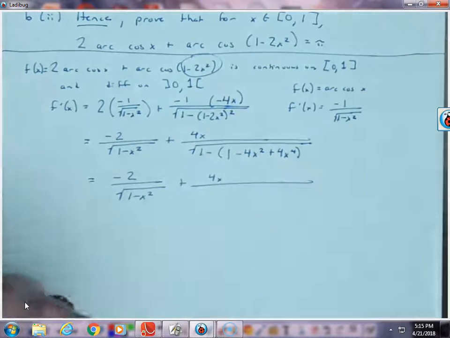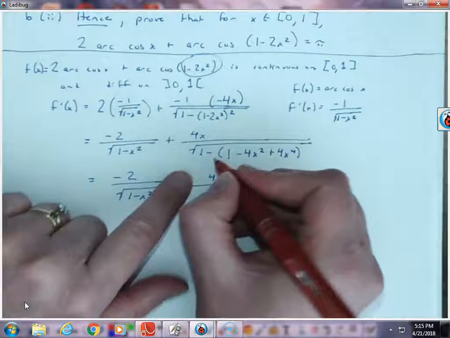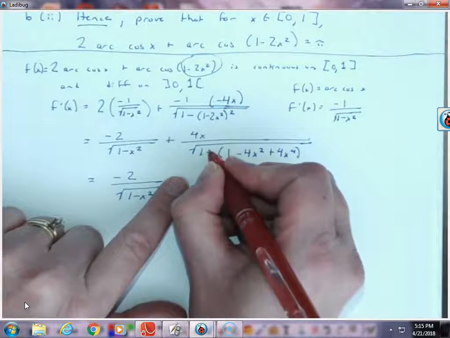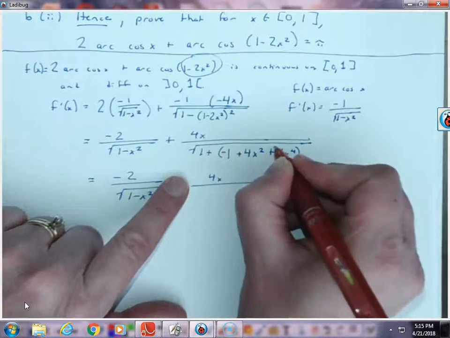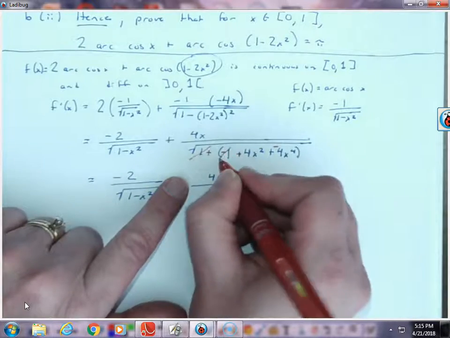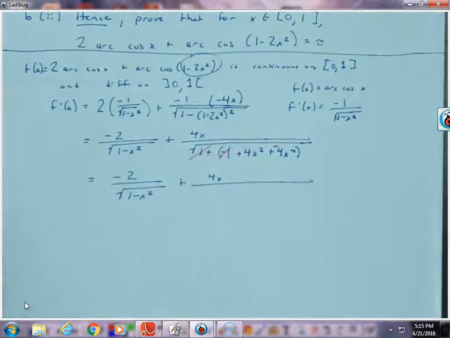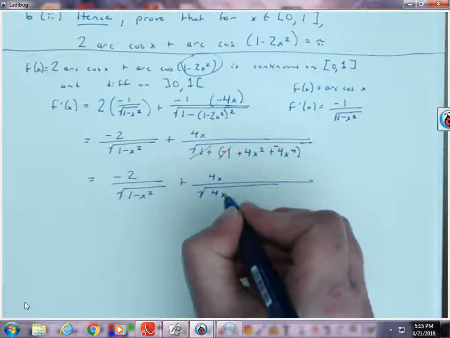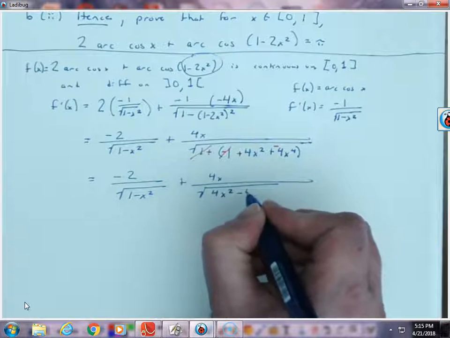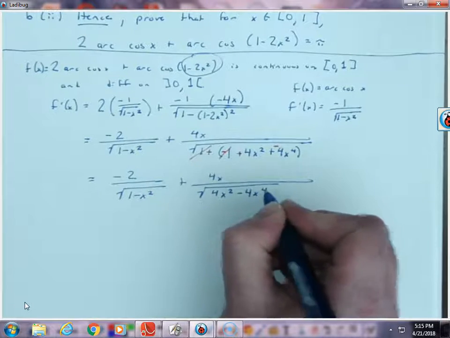Okay, so the 1 is going to distribute. So I think the easiest thing to do here might just be to change this to positive, go ahead and distribute our negative through. Okay, so this is going to cancel. And I would just have, under the square root still, 4x squared minus 4x to the fourth.